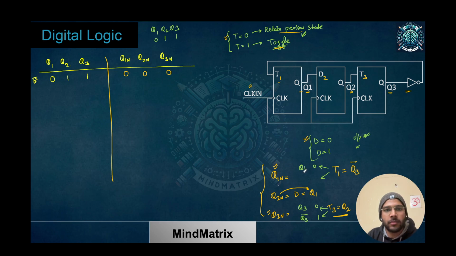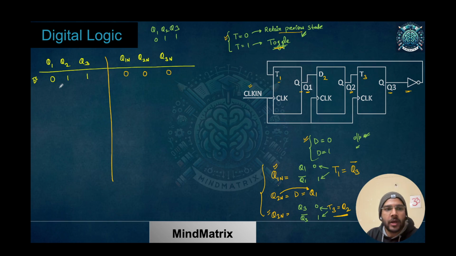So Q1 will become Q1 only, right? It is going to retain the same state. If it is 1, in that case it is going to become Q1 complement. So this is how we write the equations completely. I was doing it directly, but now I hope it is clear if you were lacking in the concept.